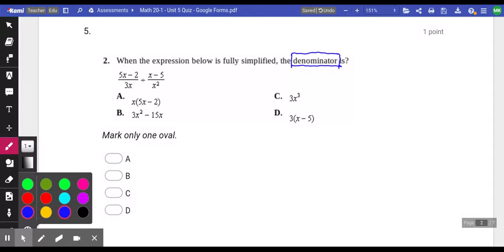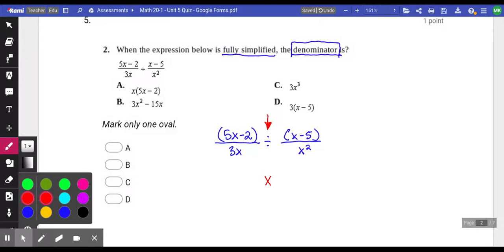When I look at this question, I want to fully simplify it. First thing I do is I factor. I can't factor that, but I can put brackets around my binomials, right? So that's 5x minus 2 in brackets now, and then x minus 5 in brackets now, like that. The next thing I want to do is check to see what operation I'm performing. This is division. So that means I need to kiss and flip the second fraction. I turn it into a multiplication, and then I flip the second fraction. The first fraction stays the exact same.